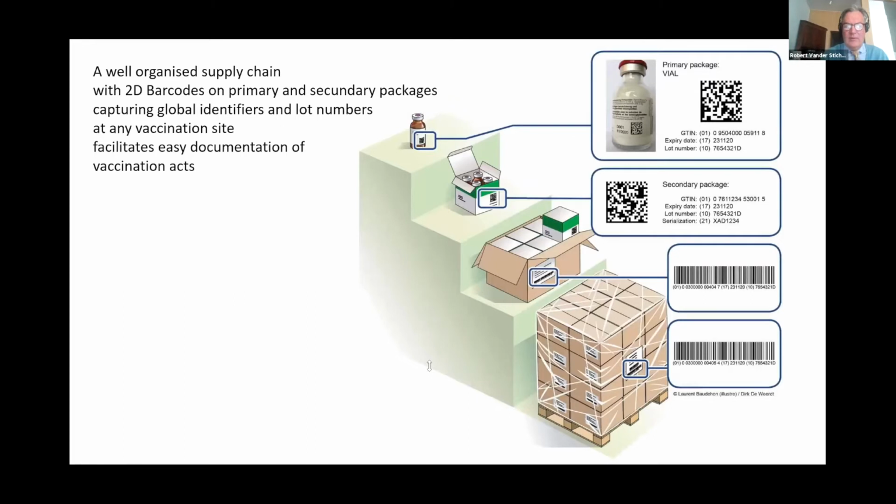So that brings, when we have a well-organized supply chain with 2D barcodes on the primary and secondary packages, and barcodes that capture global identifiers and lot numbers in any vaccination site, that will, of course, facilitate easy documentation of vaccination acts and ultimately make sure that the right information ends up in the statistics, in the registries, but also in the electronic records and the international patient summaries. So that's it. Thank you.